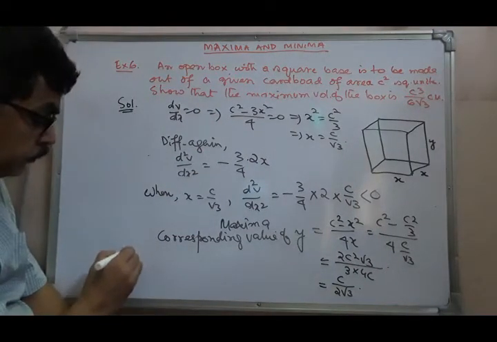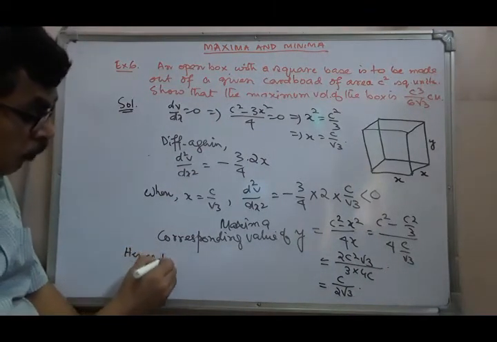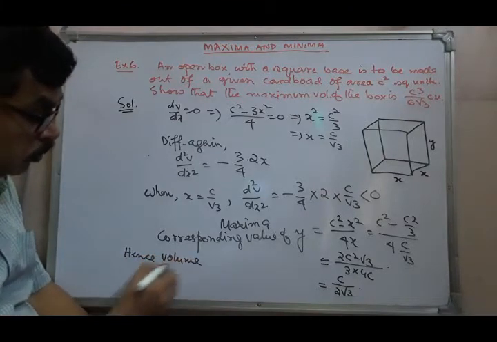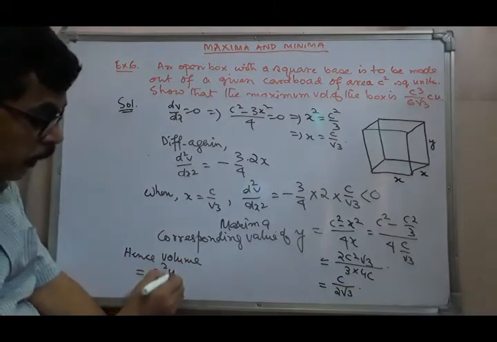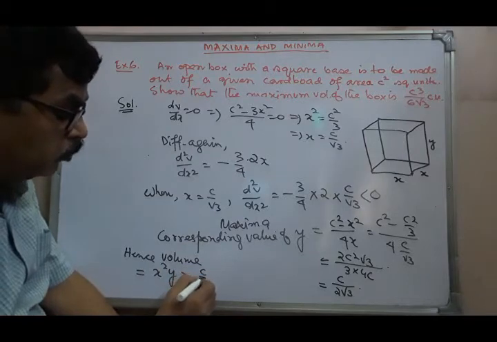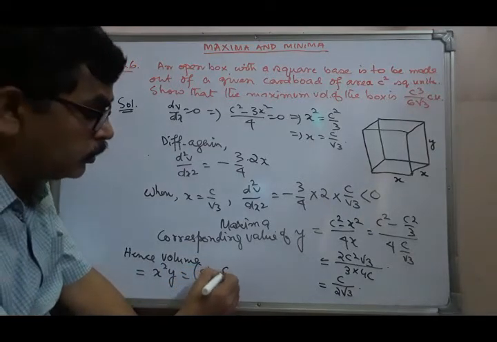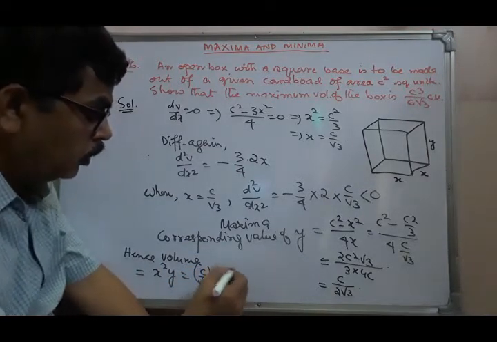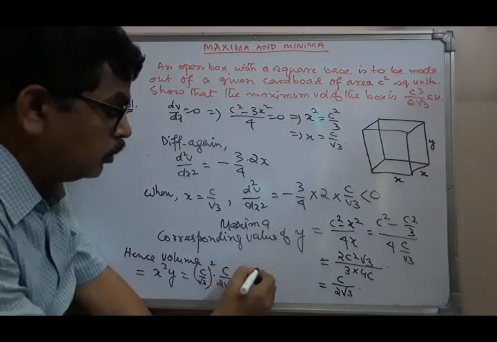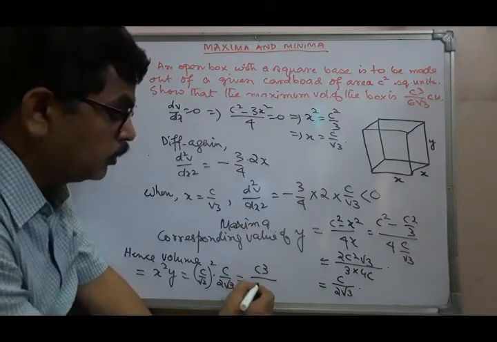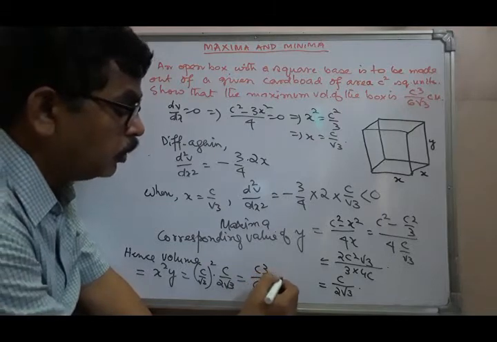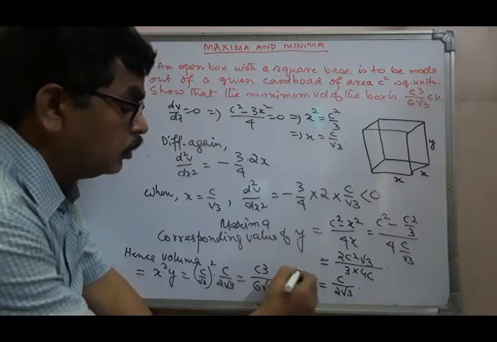Hence volume equal to x square y, that is c by root 3 whole square into y is c by 2 root 3. Therefore c cube by 6 root 3 cubic unit. Answer.